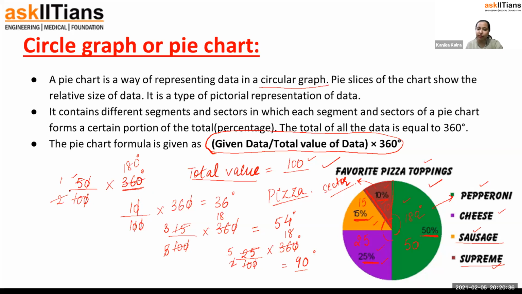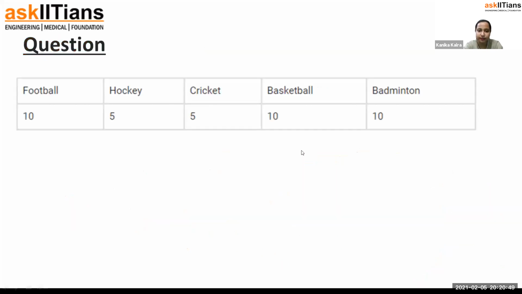Percentage will form a fraction, and a fraction of what? A fraction of the total angle, that is 360 degrees. So you will get the angle of each sector. So this is how you solve a pie chart. Now let's move further with an example question.